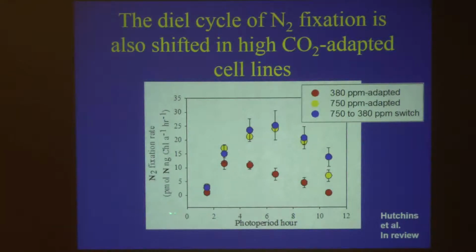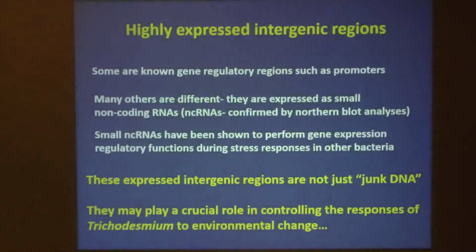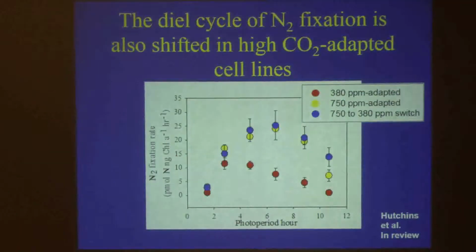This is a photoperiod, from when the light goes on to when it goes off, nitrogen fixation rates. And this is normal for Trichodesmium. It fixes nitrogen during the light. Here's the 380 selected cell lines here in red. And this is pretty normal. Nitrogen fixation peaks between, say, 3 and 5 hours in the photoperiod and then declines toward the dark period. Here's the 750 ppm adapted, the yellow ones. And what you can see is they have a much longer peak period, more like 5 or 6 hours rather than a couple, and it's shifted to later in the afternoon.